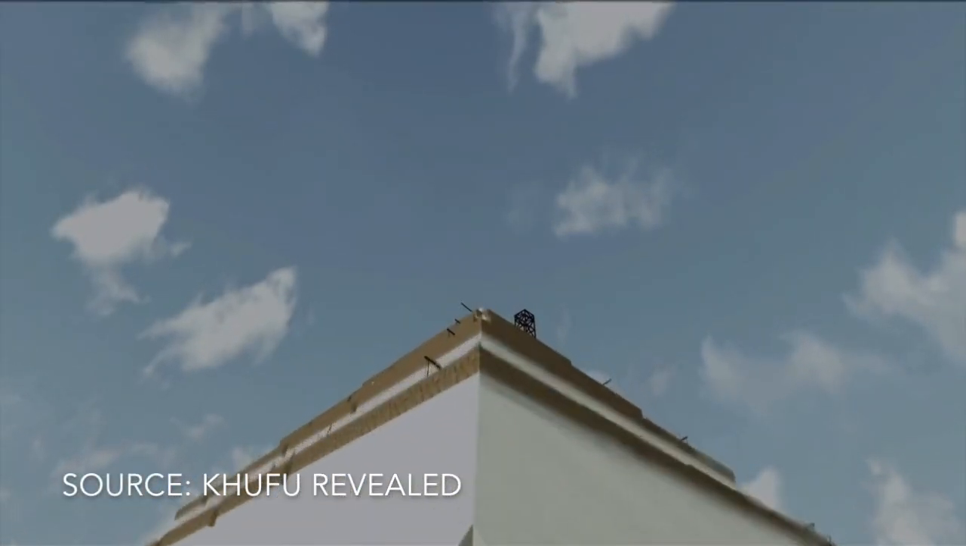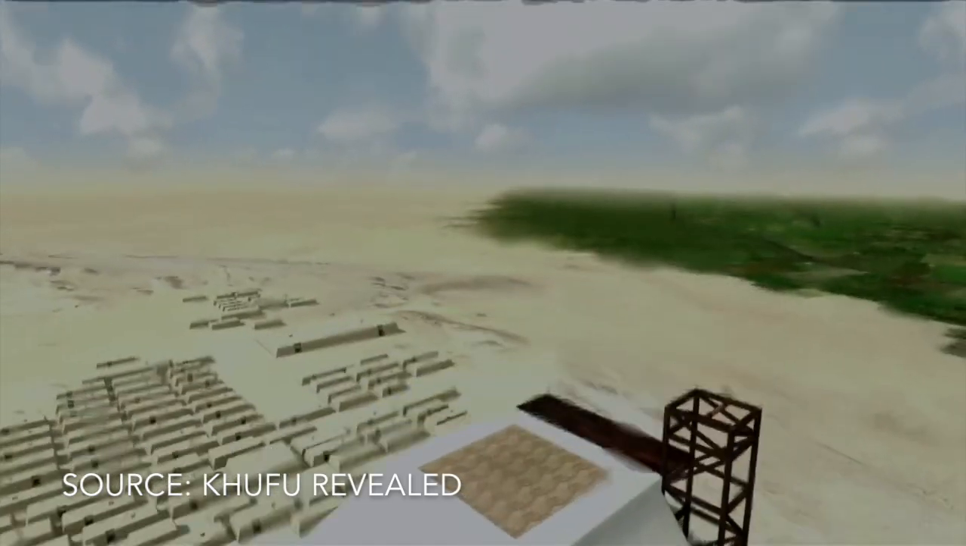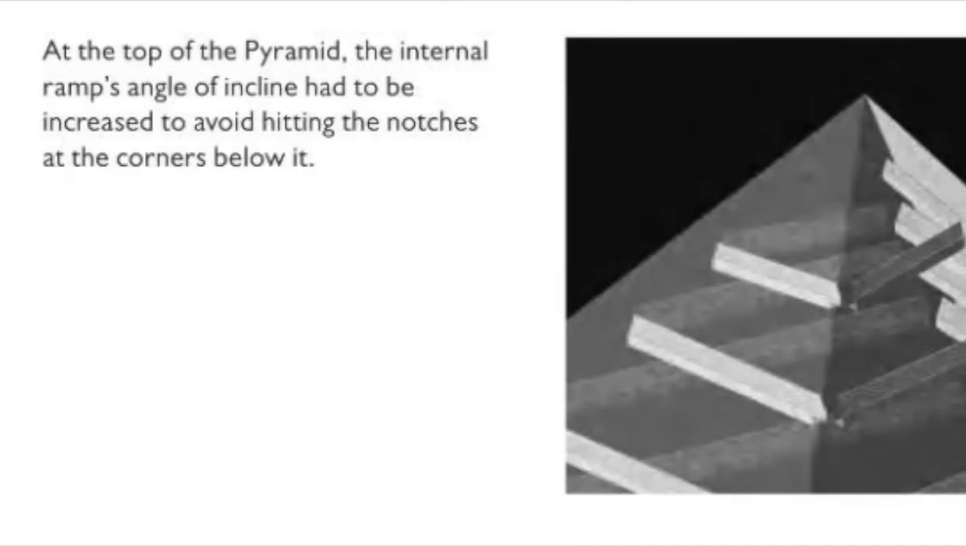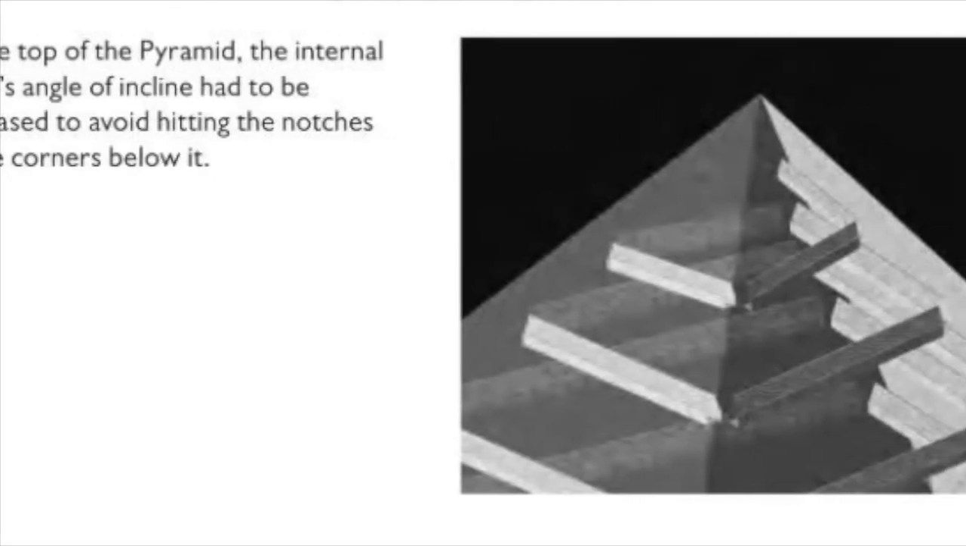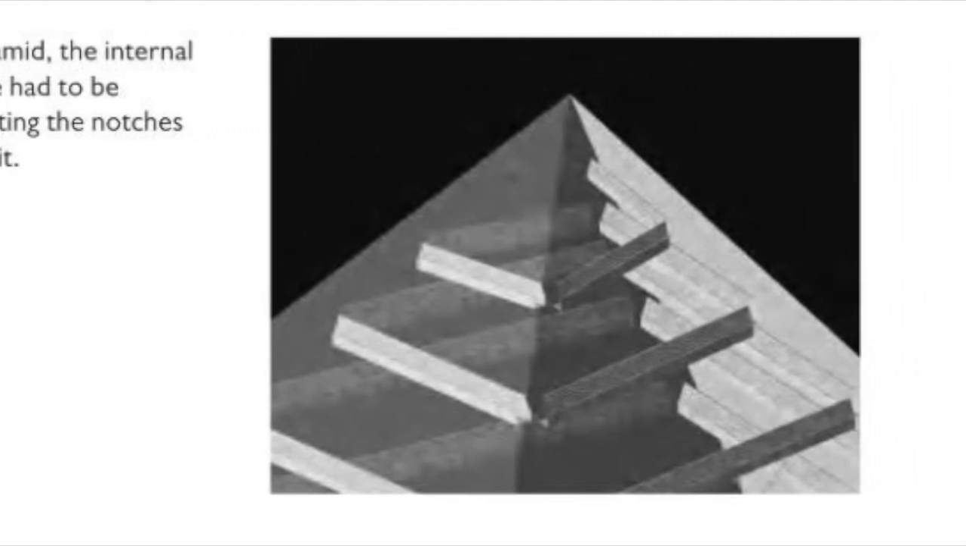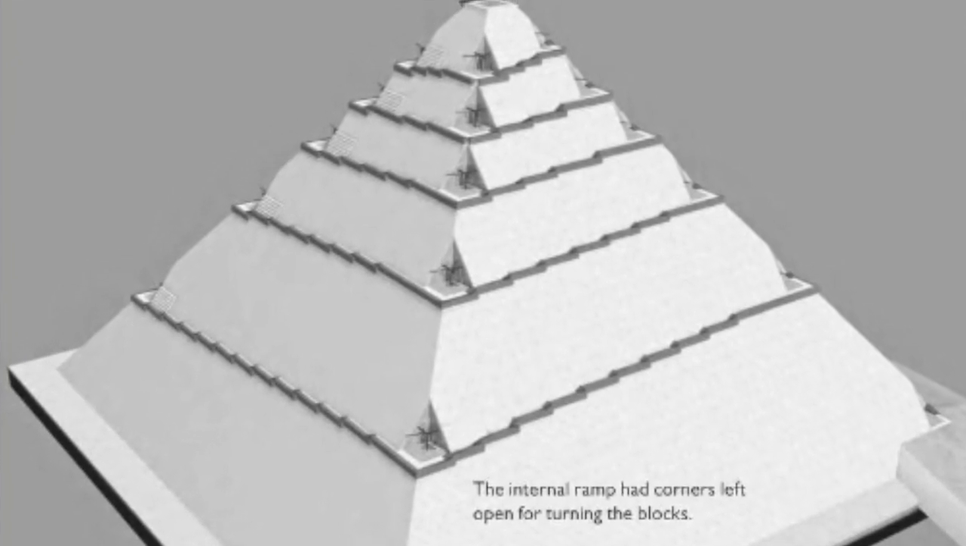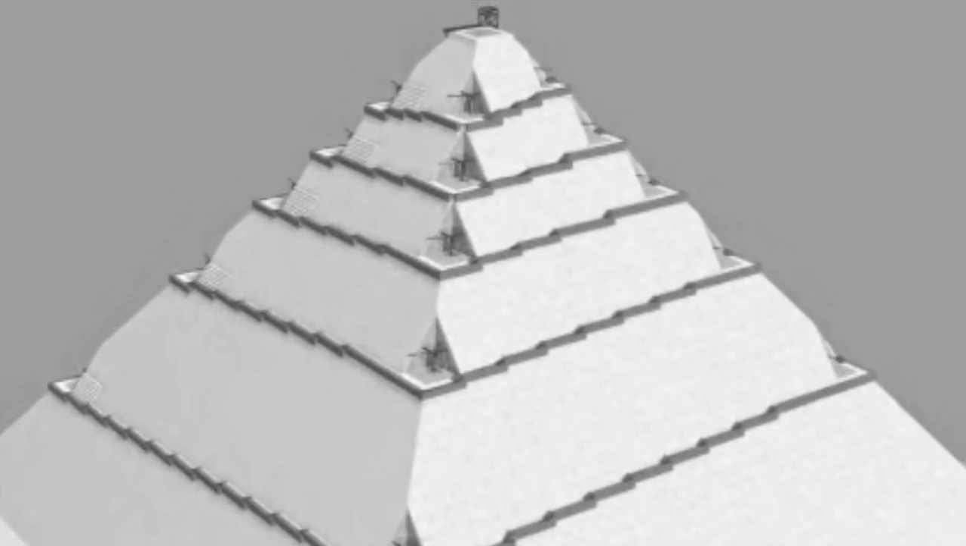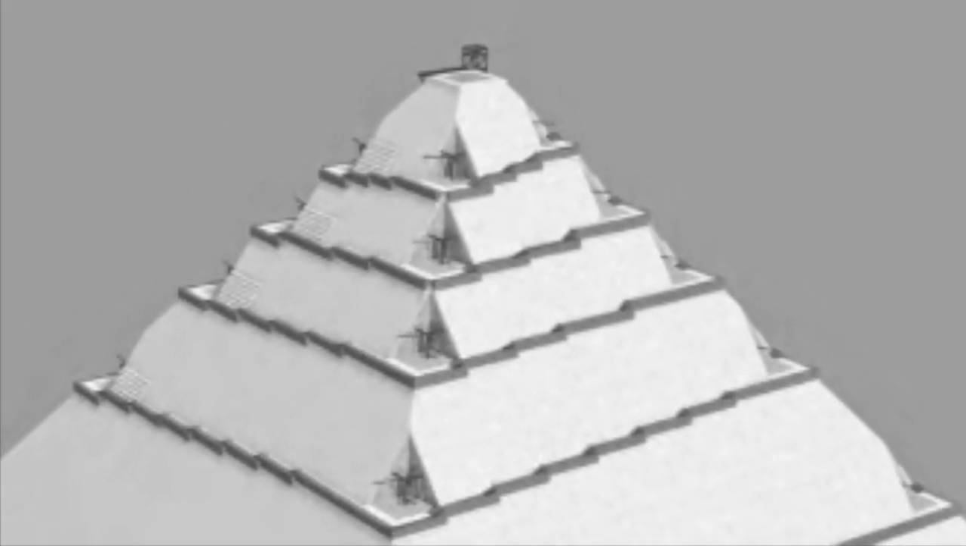Due to the length of the sides of the pyramid now being drastically smaller, the internal ramp had to be built steeper. This is dismissed as ever being a problem, with Brier declaring that the increased gradient, of which percentage I'm not sure, would have had no bearing on the raising of blocks. It would have made the ascent more difficult, but it would not have made it impossible.